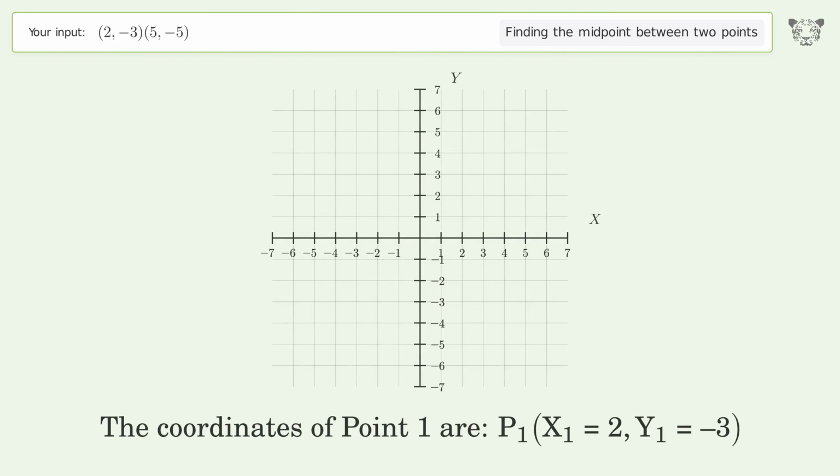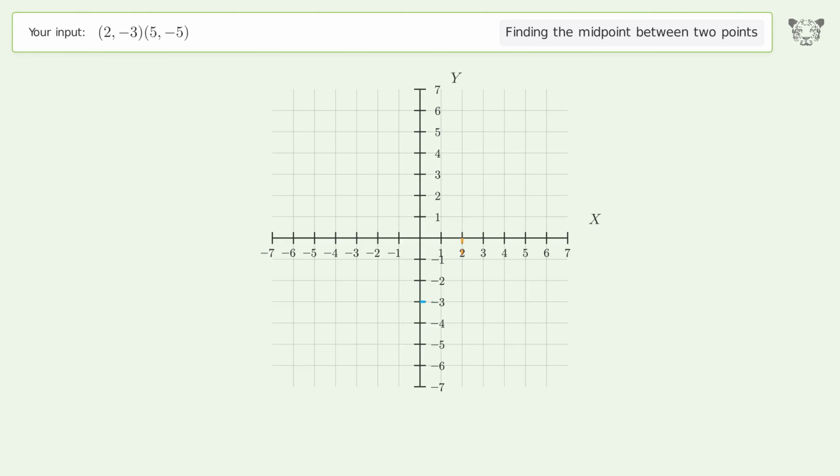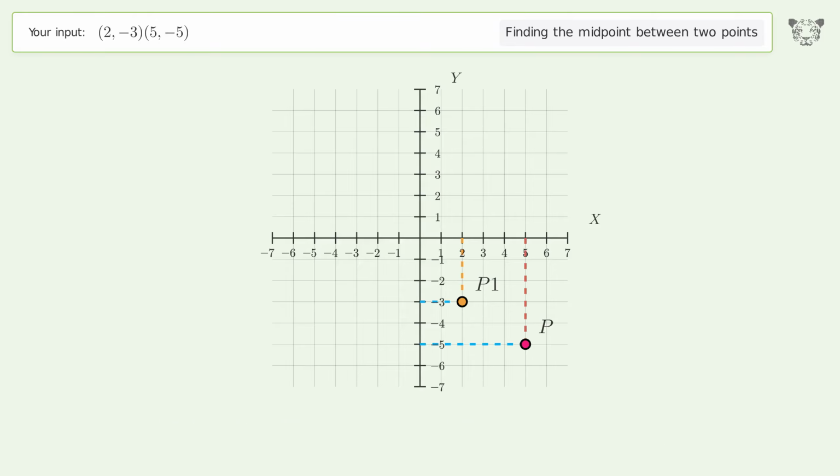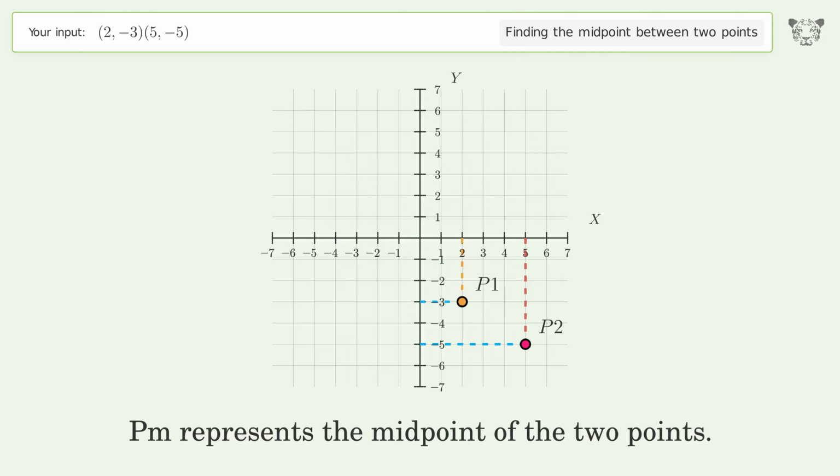The coordinates of point 1 are, x1 equals 2, y1 equals -3. The coordinates of point 2 are, x2 equals 5, y2 equals -5. PM represents the midpoint of the 2 points.